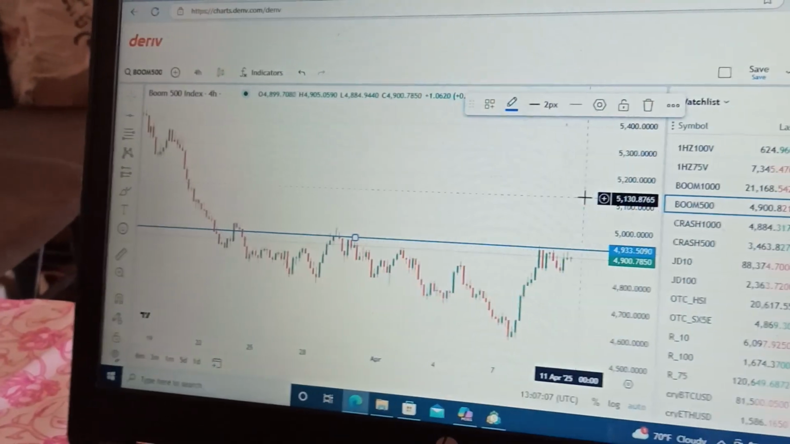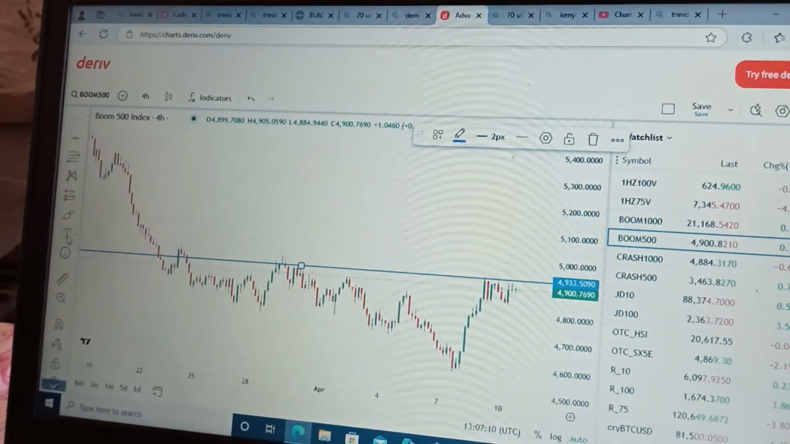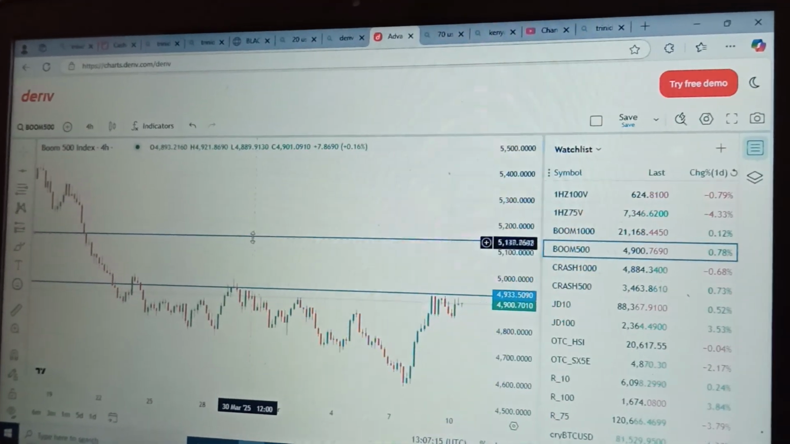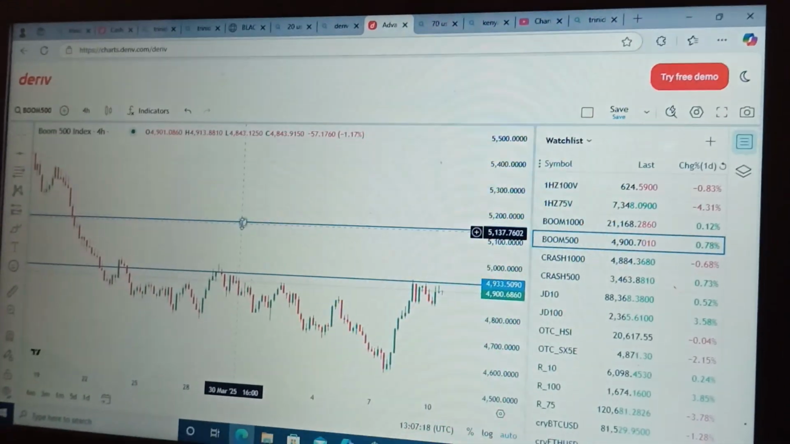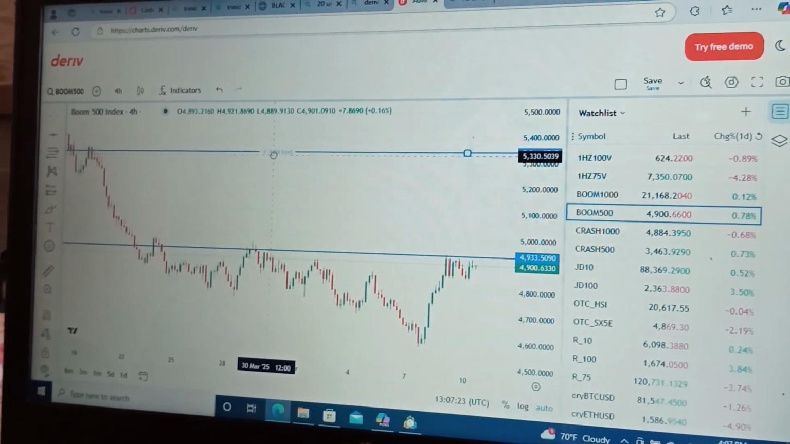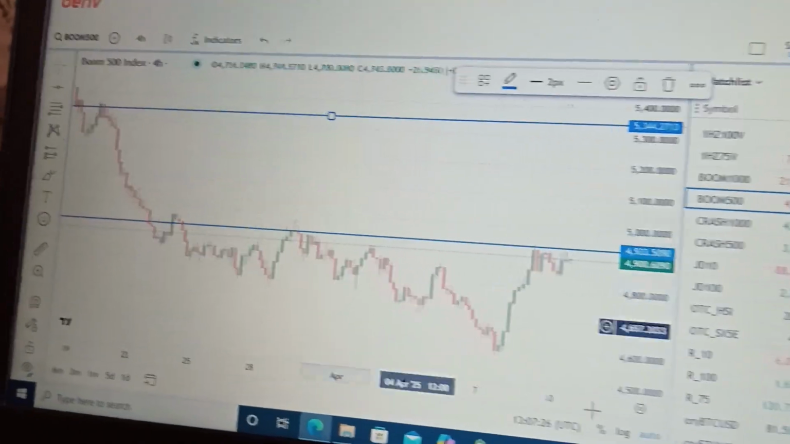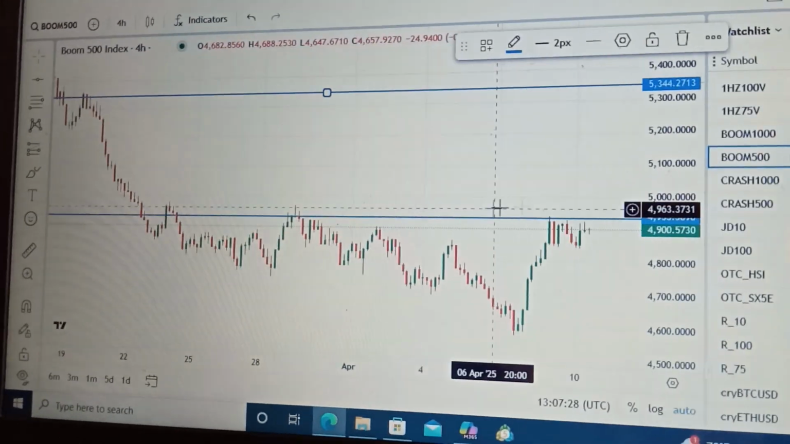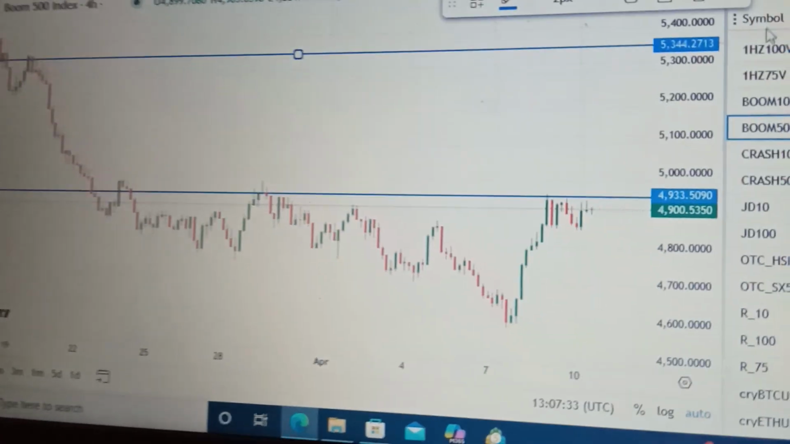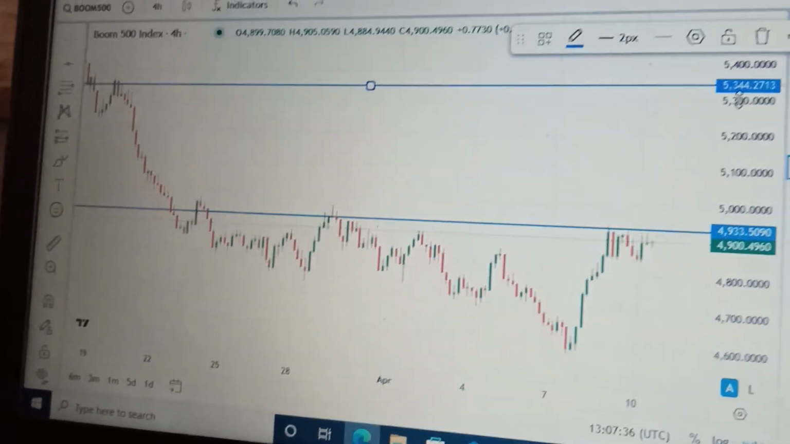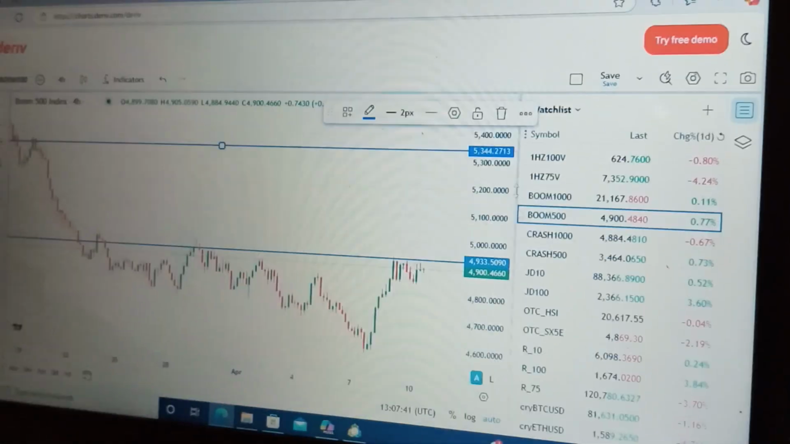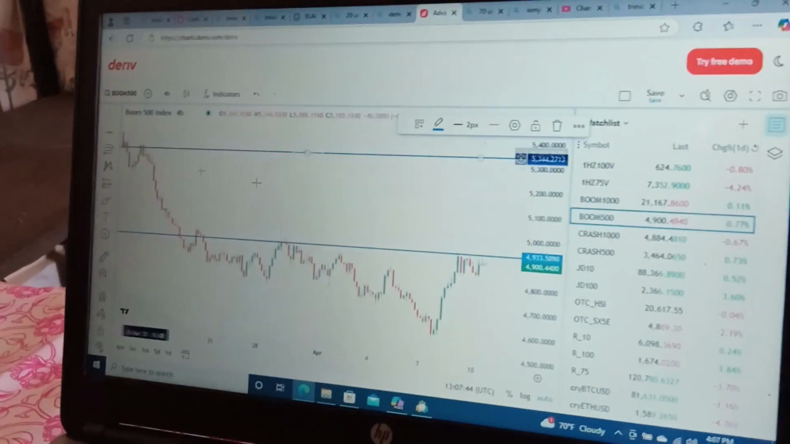It might go up to which other level? Up to this level. Sorry, up to this level 53.30. That is our next target level. But that is once the market breaks this level, breaks the 4900 level. The next move, we're going to swing up to 53.44 level. This is our next level. So that is Boom 500 on the 4 hour chart.